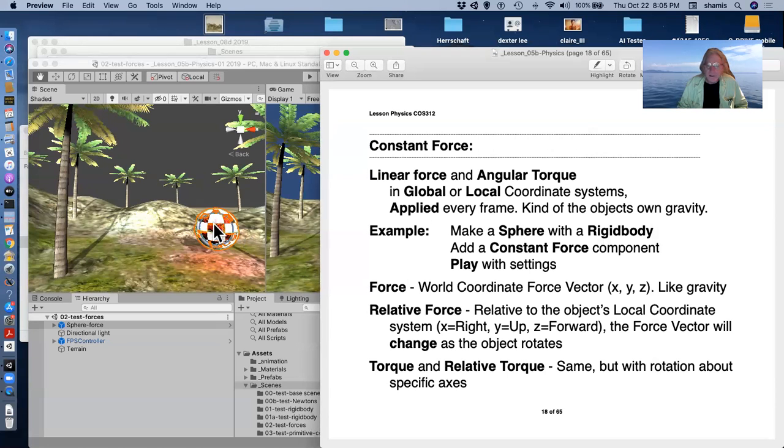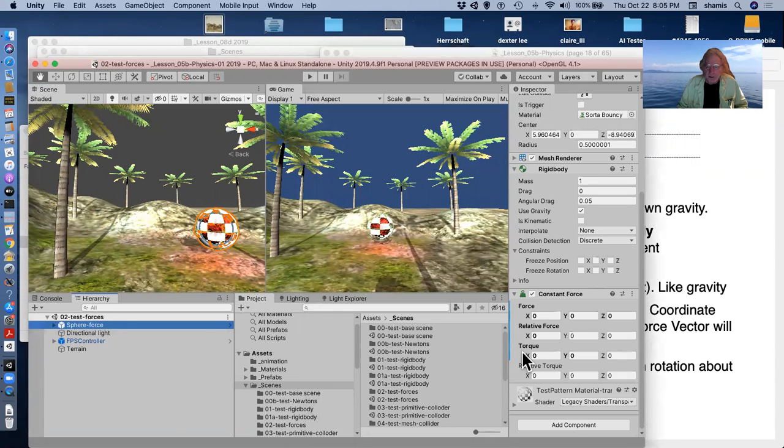I have a sphere here with a rigid body, and I've added a constant force component to it. So here's my sphere. Here's my constant force component, and you notice it has two forces, one absolute relative to the world coordinates and another relative force relative to the local coordinates. And I have the same for torque. Torque is a force around an axis, whereas force is in a direction.